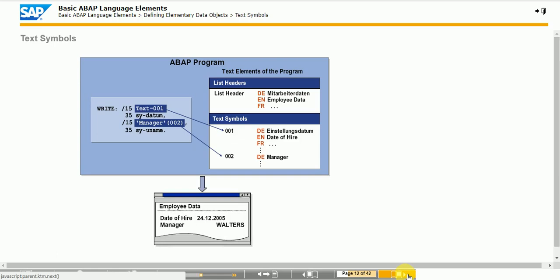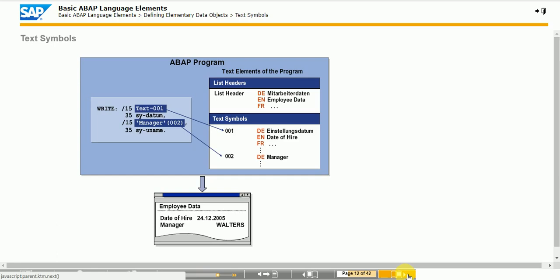A text symbol is identified by means of a 3-character alphanumeric ID, XXX. To use a text symbol in your program, you need to address it as text-XXX, where XXX stands for the 3-character text symbol ID. To make specifying a text symbol more intuitive, you can also use the following syntax instead of text-XXX: the text in inverted commas, followed by XXX in brackets. Here, the text in inverted commas should be the text of the text symbol in the original language of the program.